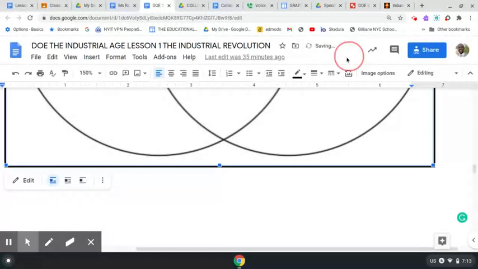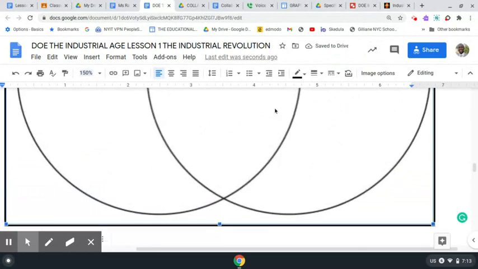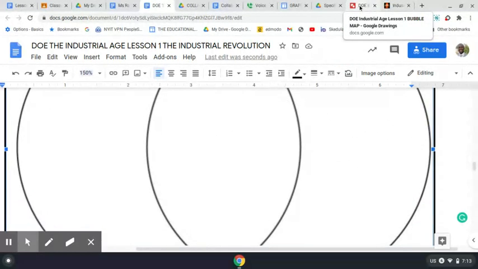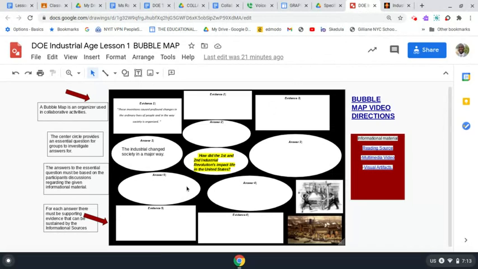During class, we will also talk about the bubble map that you're going to do. The bubble map is here. Okay? You're going to talk about how the first and second industrial revolutions impacted life in the United States. But we're going to get more into it during the lesson.